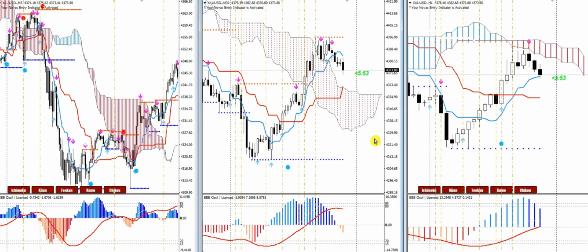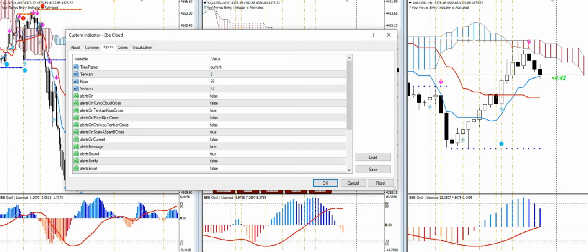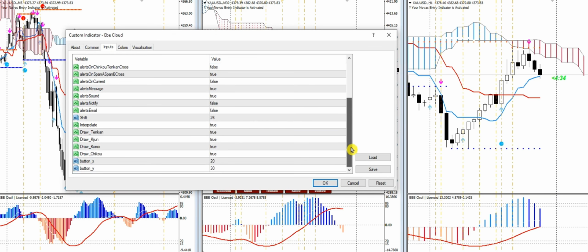To make it much simpler, you can actually install another EB Cloud indicator at M30. I will show you. Install the second EB Cloud in your M30. After that you go to the properties. What you want is for it to be at H1. Then you go down.